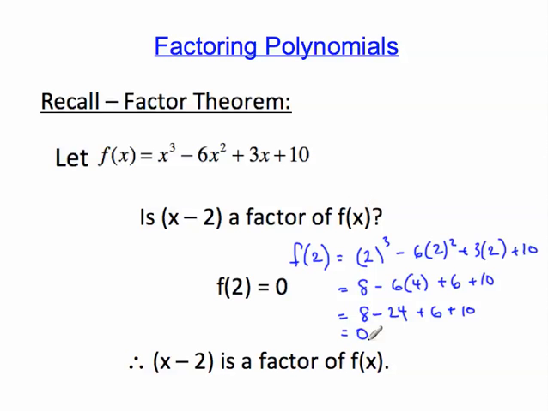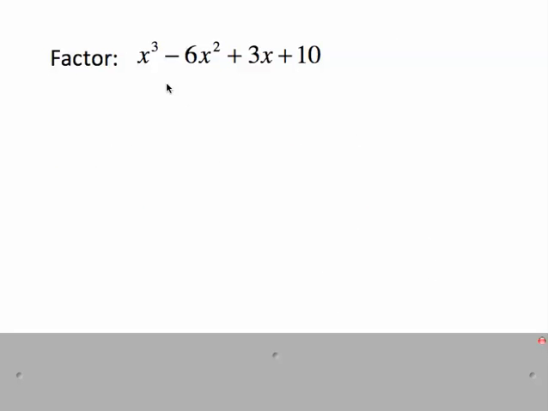If we get a result that's not 0, then the result that we get is the remainder of dividing the function by this binomial. But in the case of x minus 2, when we substituted 2 into the function, we got 0. In other words, there's no remainder, which means x minus 2 is a factor of f of x. Now, knowing that x minus 2 is a factor of this, we can continue and find the other factors by long division. Or, if we wanted to, we could use synthetic division.